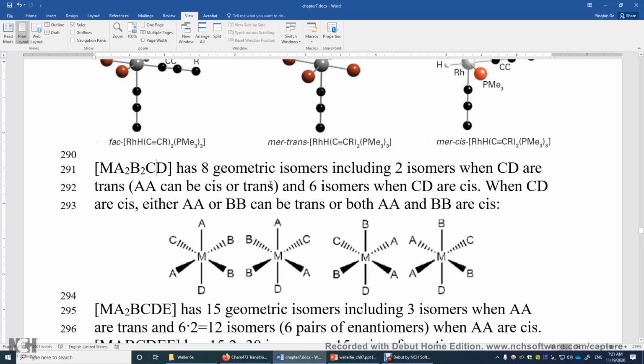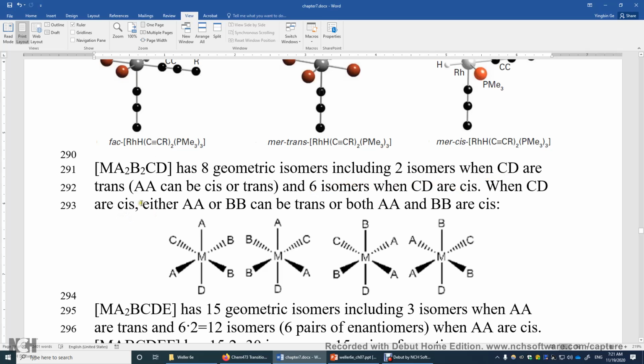Are there any enantiomers? No. This is because when you put C and D on the opposite sides, you can imagine there's a symmetry plane that contains C, D, and the transition metal, and then it should either contain the two A's or bisect the two A's. Now, what if C and D are cis? Well, this is really complicated. When C and D are cis, there are 6 additional isomers.